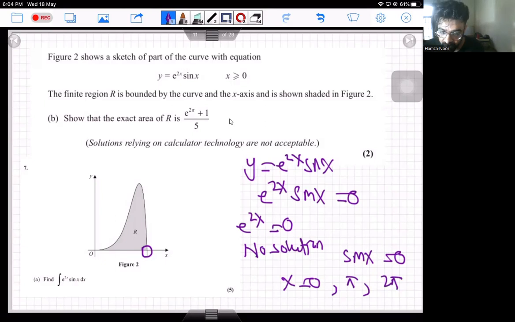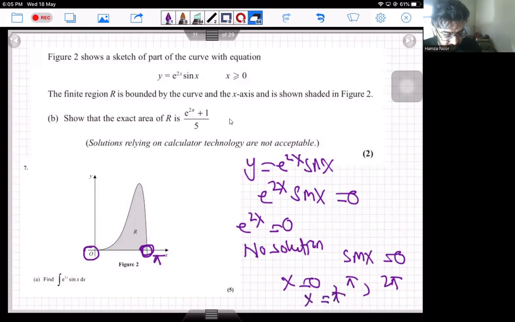And as we know, here we have x is equal to 0, and the next root would be at x is equal to pi. So this upper limit is supposed to be pi. Okay, so x will be equal to pi in this case.